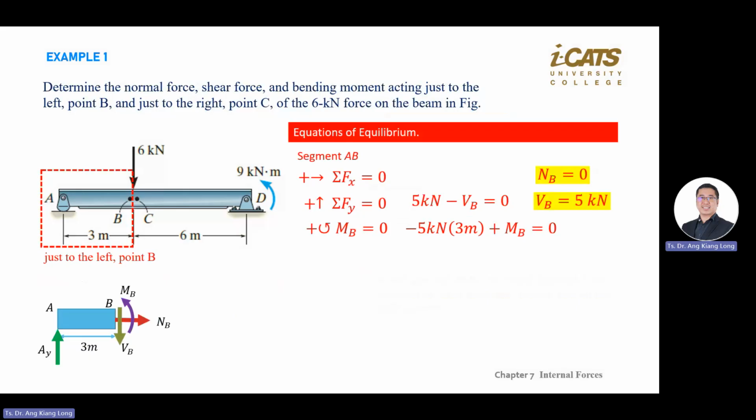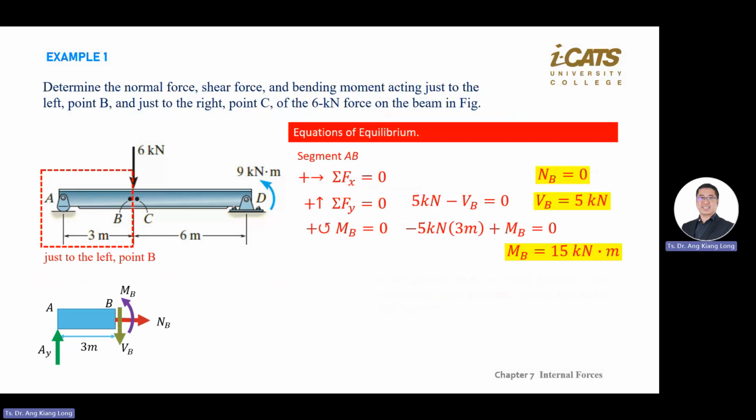And sometimes we change the meter into cm or mm. But you still, at the end, need to change into SI units. So from here, your moment at B equals 15 kilonewton meter.